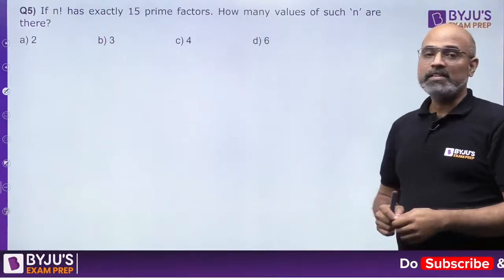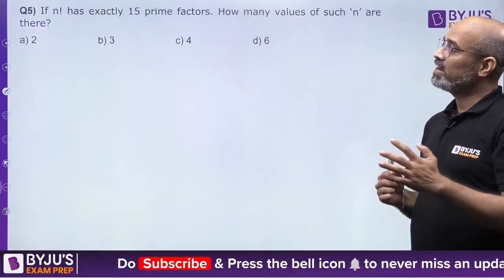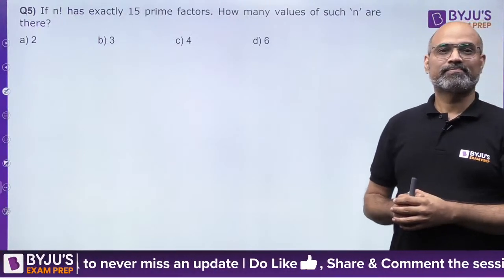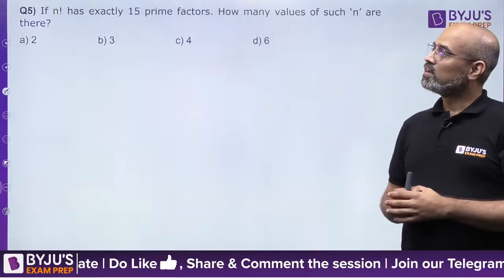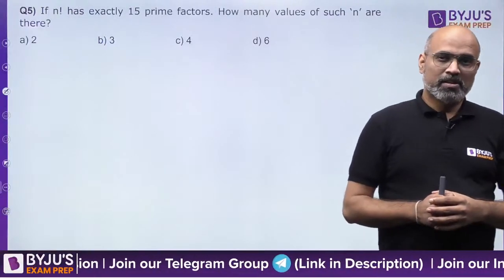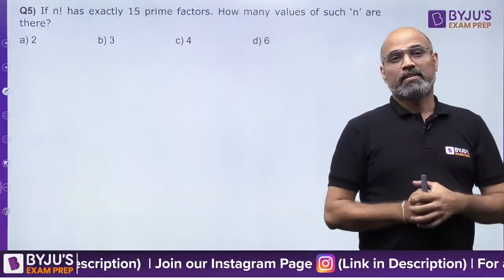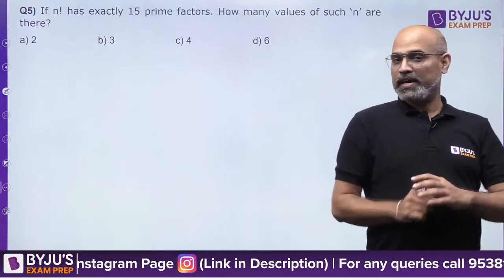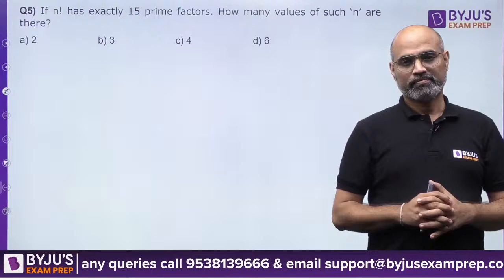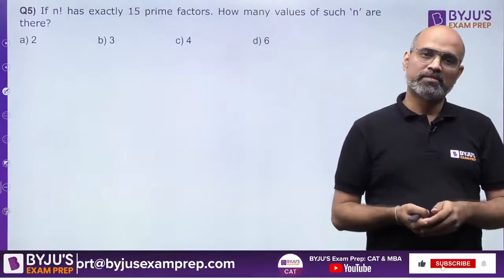If n factorial has exactly 15 prime factors, how many values of such n are there? How many of them exist? If n factorial has exactly 15 prime factors, then how many values of such n are there? It's a very simple, straightforward question. Very simple. It's like the basics of factorial.